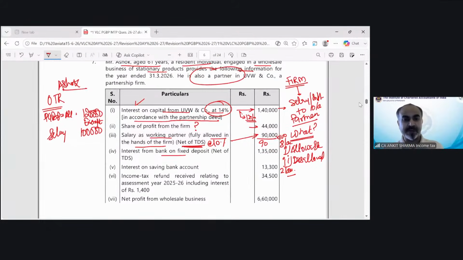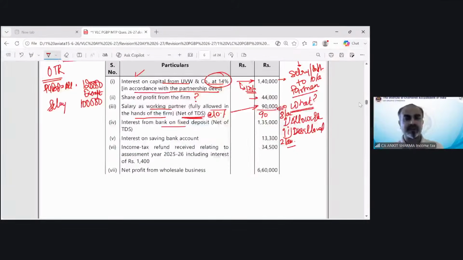Interest on bank deposit, this is other source. So we will skip it. We will only take those incomes that will fall under PGBP. Interest on saving, income tax refund. Again, net profit from a wholesale business. So this net profit we need to take 6,60,000 rupees.